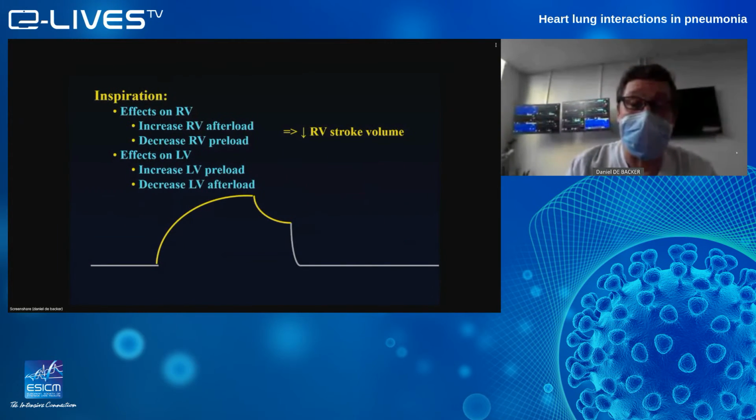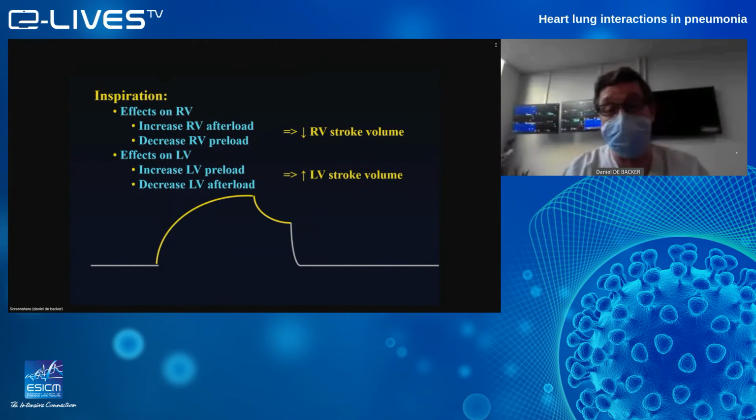So both of these effects on the left ventricle may, of course, increase the left ventricular stroke volume. We can immediately realize that the increase in left ventricular stroke volume will be higher in conditions where the patient is preload dependent, because in this condition, the increase in the left ventricular preload will increase the stroke volume. But even in patients who are not preload responsive, the decrease in afterload may in some conditions already increase somewhat the left ventricular stroke volume. Usually it will be quite minimal, so we'll see that the heart-lung interactions can be used to really predict the response to fluids.